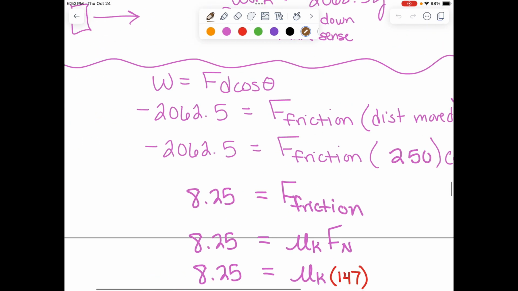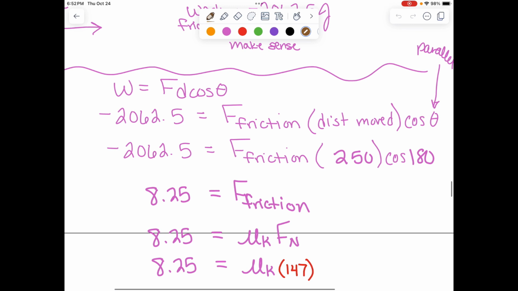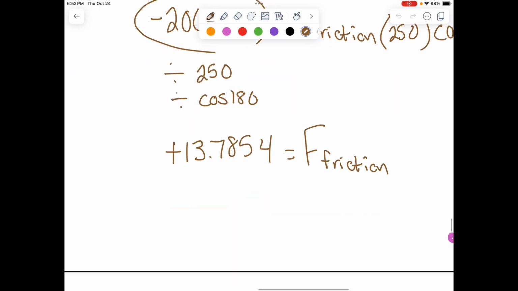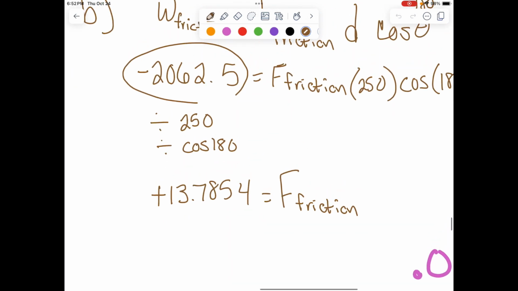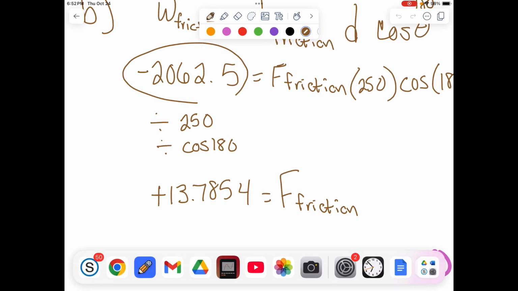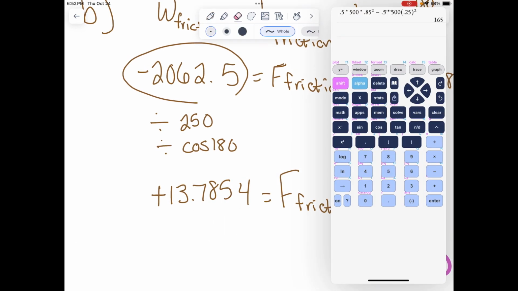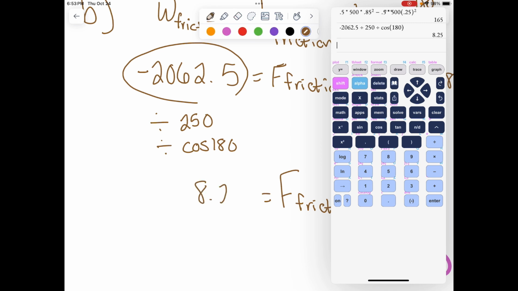Did that match what I got? Oh dear. All right, let's try it again. I'm not sure if you typed that in right, dear. Okay, let's try it again. Oh dear. It's okay. Maybe I'll edit this part out, because sometimes they quit on me. Human error. Okay, go ahead. Negative 2062.5 divided by 250 divided by cosine of 180. There it is. It's okay, honey, we all make mistakes.